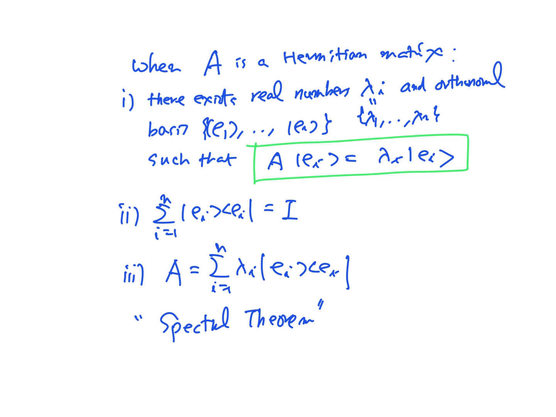So when A is a Hermitian matrix, it has the following properties. Number one, there is a set of real numbers lambda i and also an orthonormal basis, such that A times Ei is equal to lambda i times Ei. Secondly, the sum of the outer product of the orthonormal basis is the identity. That has been shown already, so you accept this property. Third, this matrix can be represented by the sum of the outer products weighted by a particular number.